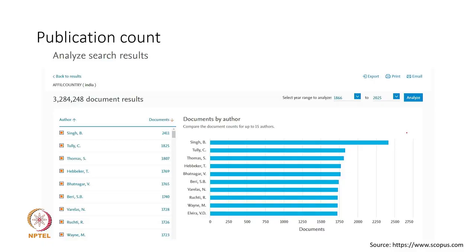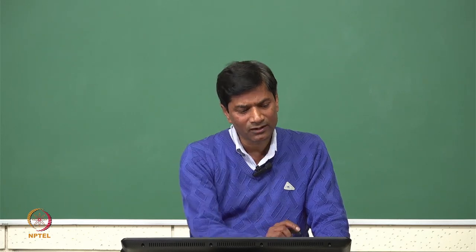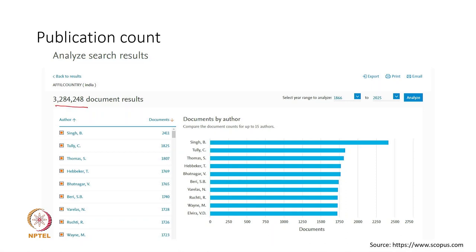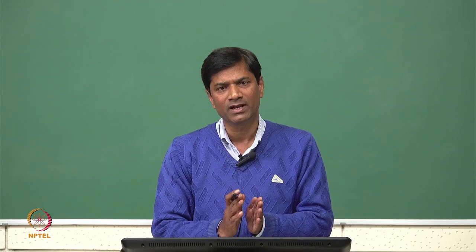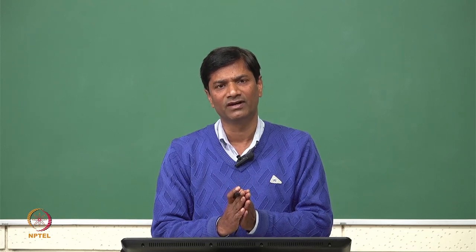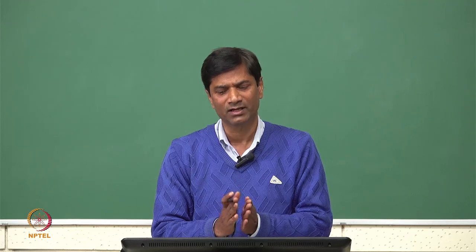If you want to see, out of the more than 3.2 million documents which we found using the Scopus database, who is the most productive author, that means who has written the most number of articles, then we come to know there is an author by the name of Singh B, and the number of articles written by this author is approximately 2400. So that means we are quantitatively analyzing the publication of that country with the help of a database, Scopus.